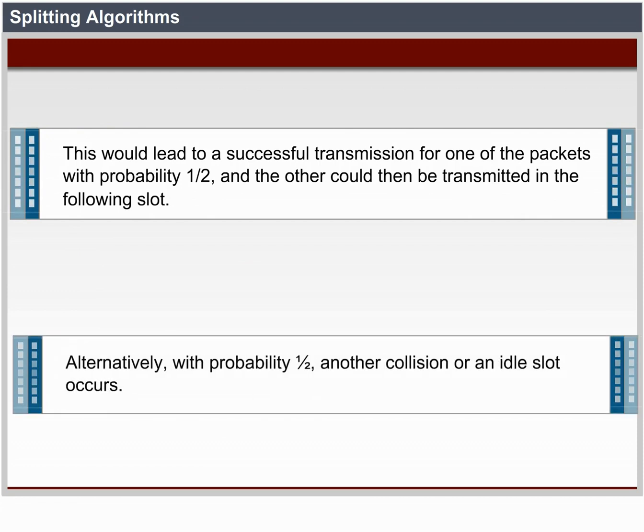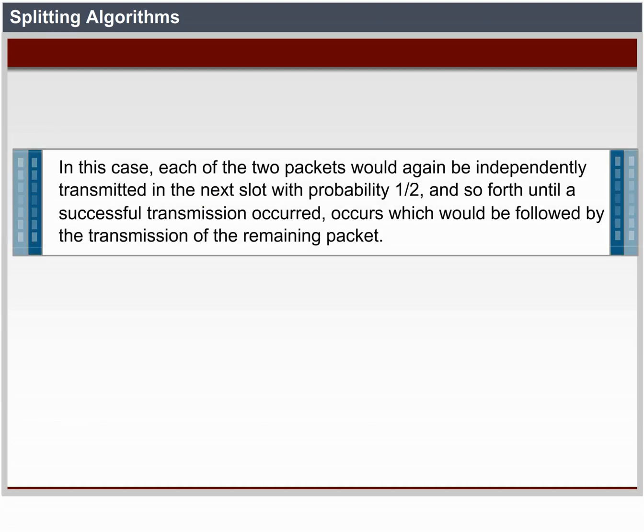Alternatively, with probability half, another collision or an idle slot occurs. In this case, each of the two packets would again be independently transmitted in the next slot with probability 1/2, and so forth, until a successful transmission occurred, which would be followed by the transmission of the remaining packet.